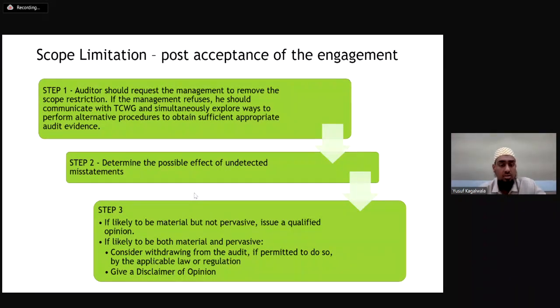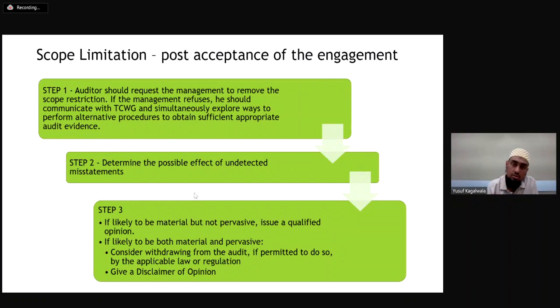If the impact is likely to be material but not pervasive, then a qualified opinion can be issued. But if, on assessment, the impact is material and pervasive, then it is a big issue. We have already discussed it with those charged with governance, and if the impact is so high, then we need to consider withdrawing from the audit.